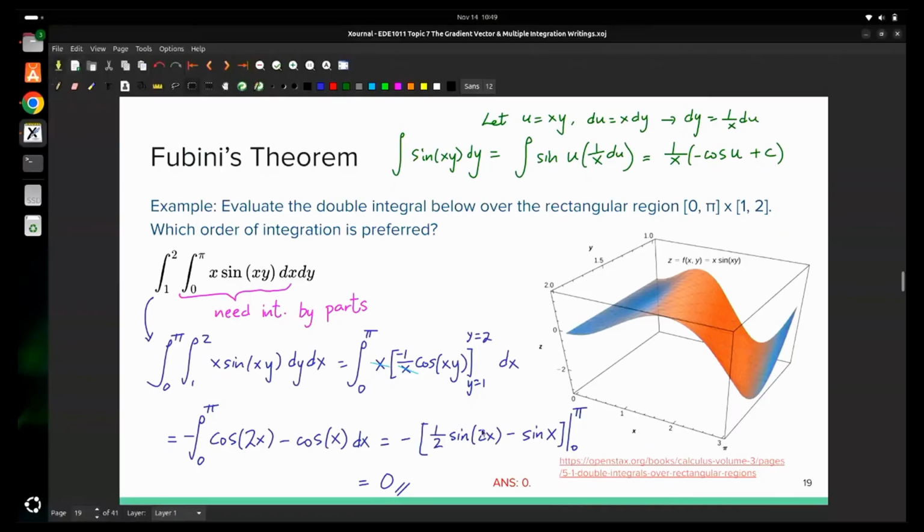Of course you can do integration by parts, but it's going to give you more tedious operations.